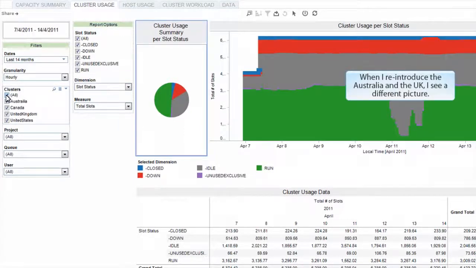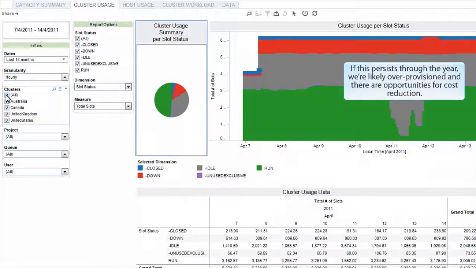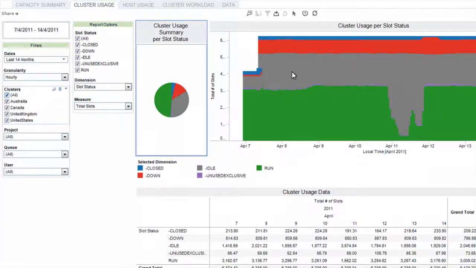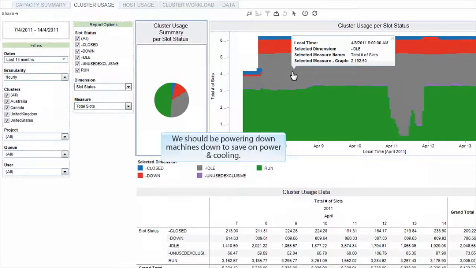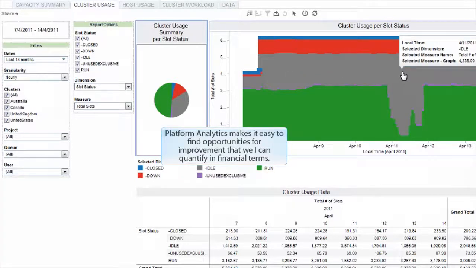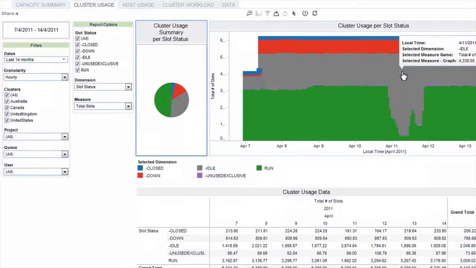To reintroduce Australia and the UK into the mix, I see a different picture. If this trend was consistent through the year, this would tell me that we're significantly over-provisioned and that there's opportunities for cost reduction. Consistently over the week, there were 2,000 idle slots representing several hundred servers. At the very least, we should be powering these down just to save on power and cooling. Platform Analytics makes it easy to find opportunities for improvement that we can quantify in financial terms.